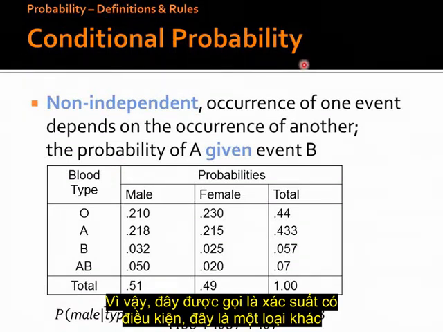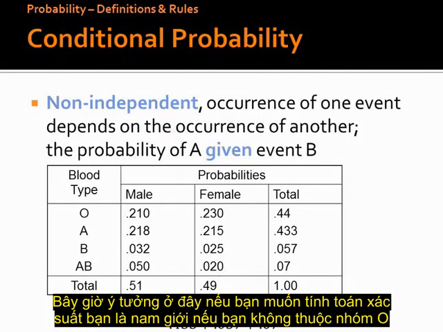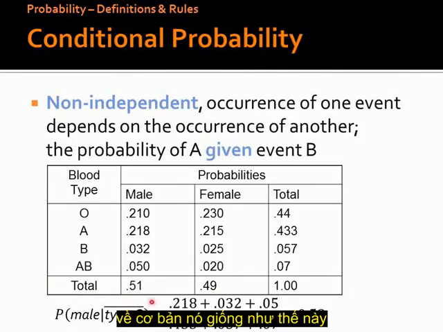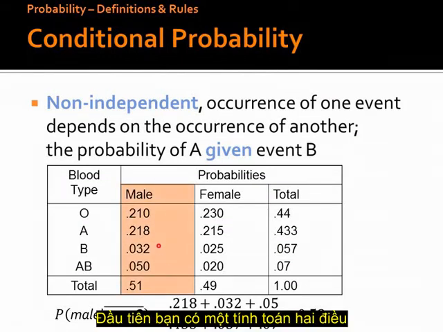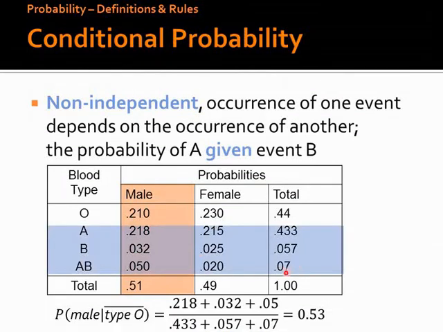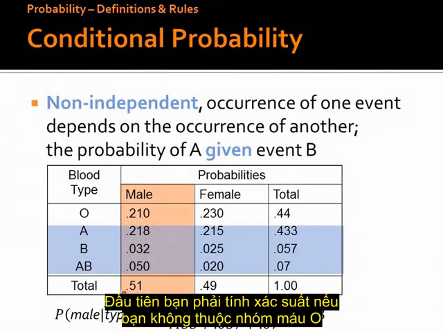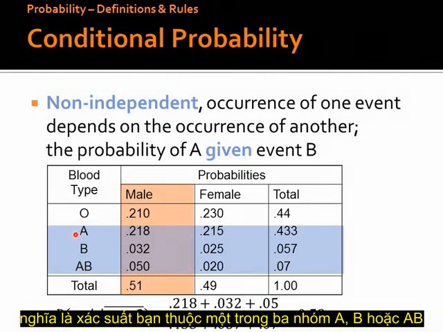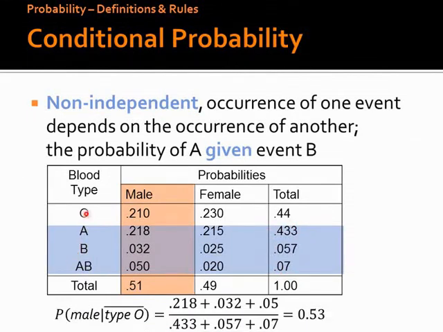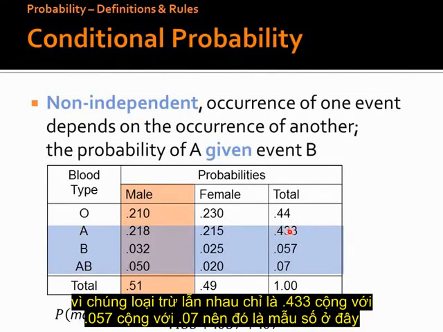It's a separate thing. Now the idea here, if you want to calculate the probability of you being male given that you are not type O, how it works is basically something like this. First you've got to calculate two things. First you've got to calculate given that you are not type O. Given that you are not type O means you're either one of these three, A, B, or AB. And the probability of that, since they're mutually exclusive, is just 0.433 plus 0.057 plus 0.07. So that's the denominator here.